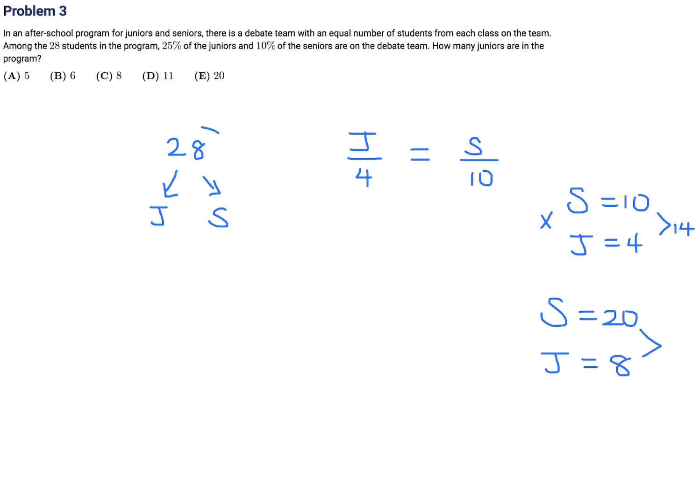S plus J is indeed 28. So this is the correct one. And what do they want? How many juniors are in the program? Well, the number of juniors is 8. So number 3, the answer is C.